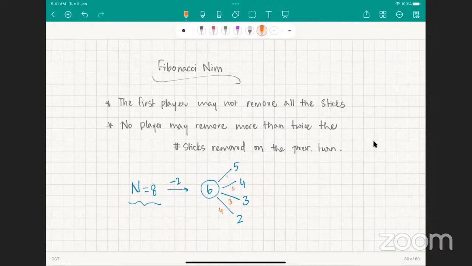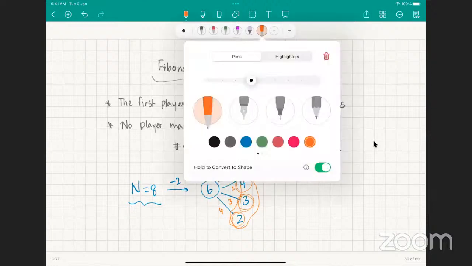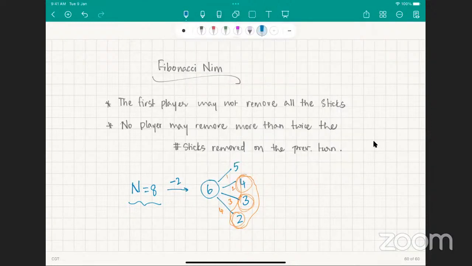And in all of these instances, the first player now has enough of a budget to clear out the whole heap, right? So you can here remove all the 4 sticks because 2 times 2 is 4. Here, 3 times 2 is 6, and 4 times 2 is 8. So all of these are wins for the first player. But at 5, the first player can only remove 1 or 2 sticks. So from 5, the game sort of continues further.